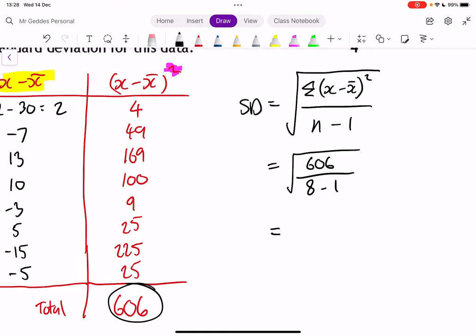And again, the calculator comes into play. You're going to do the division first. Don't square root it. Do 606 divided by 8, take away 1, 7. And that gives me 86.57. Find the square root of that. And I get 9.3.